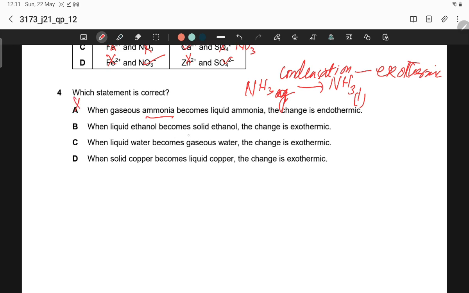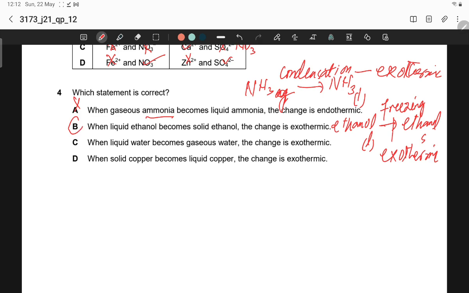When liquid ethanol becomes solid, this is freezing, and freezing is an exothermic reaction, so this option must be correct.